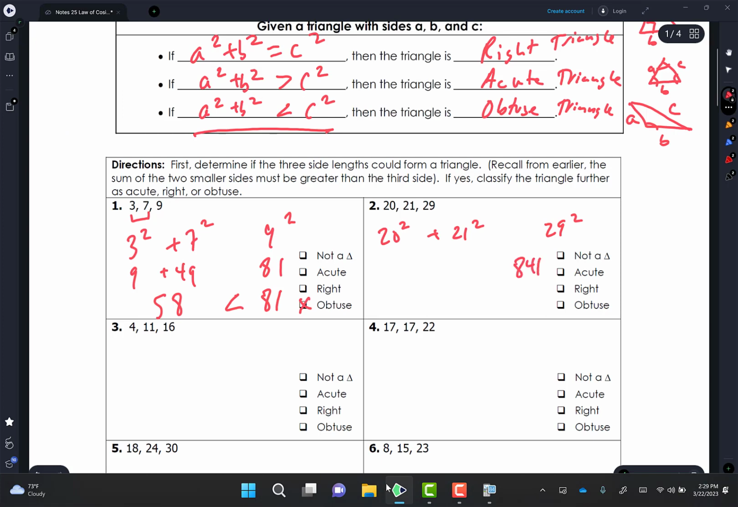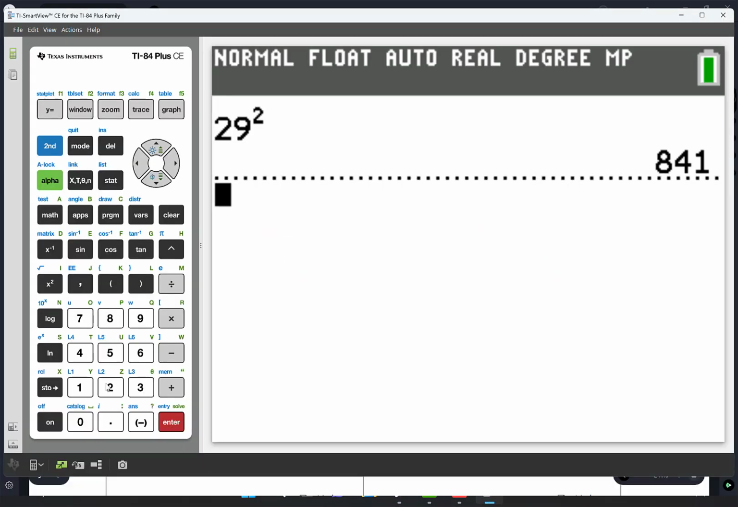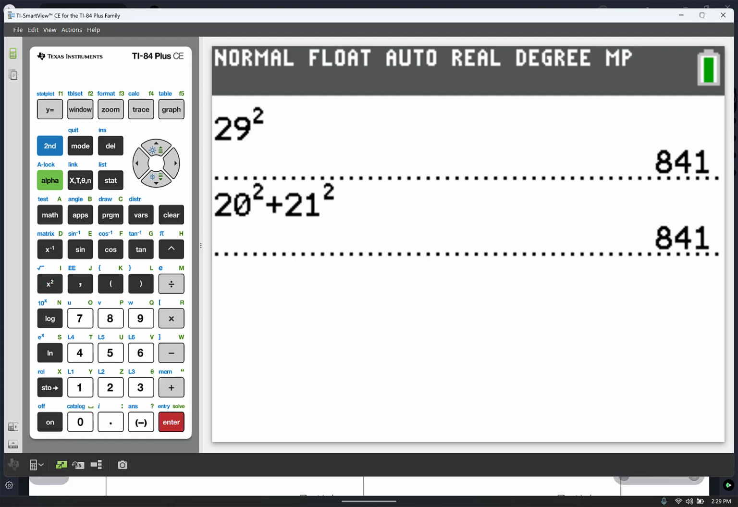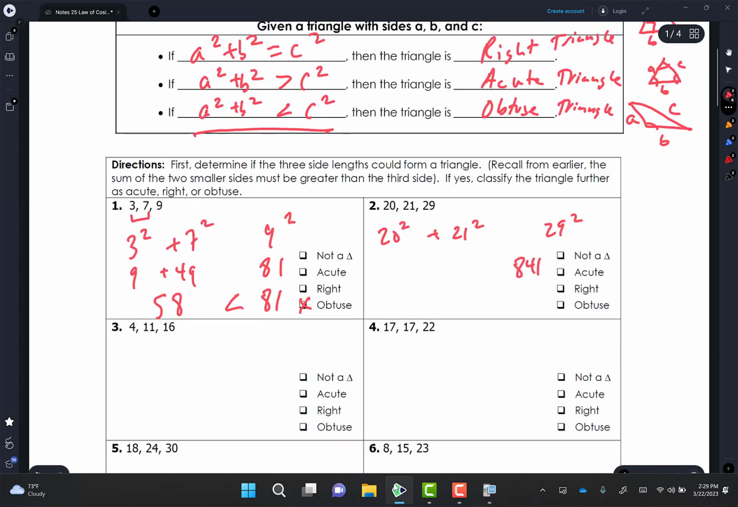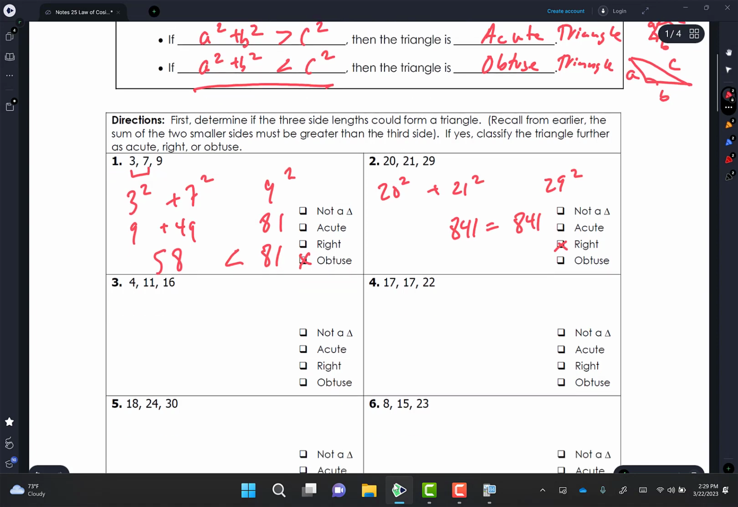And then I go 20 squared plus 21 squared. So I'm going to go 20 squared plus 21 squared. 841. So what type of triangle do I have? It's a right triangle. So this is a right. All right, look at the next one.